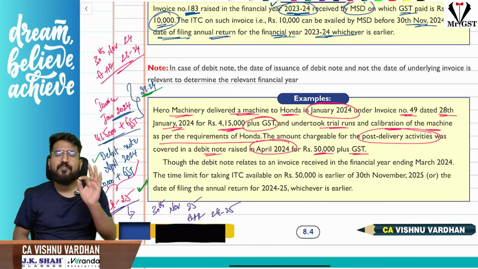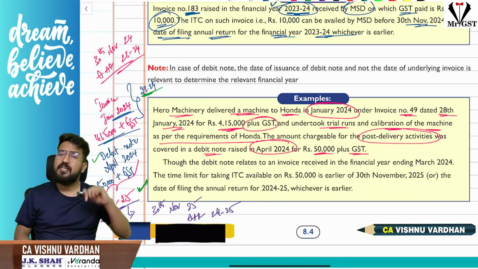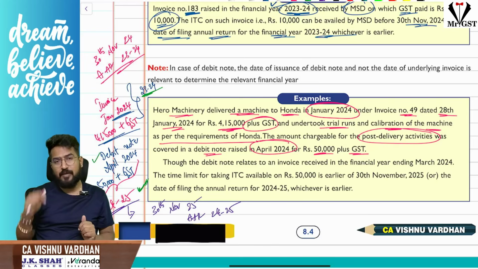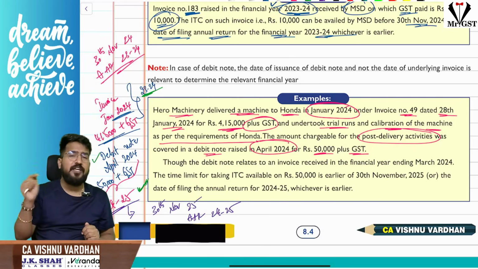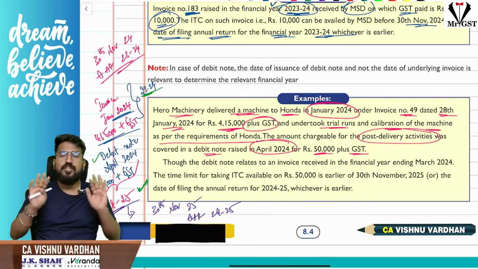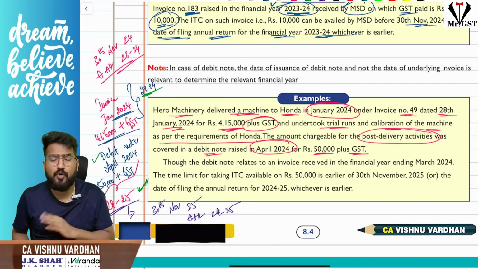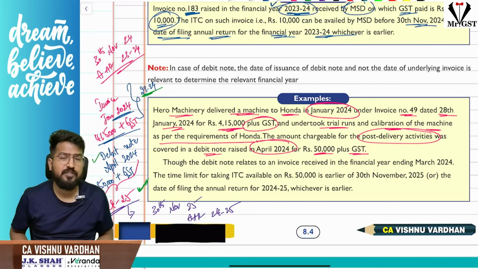So I repeat, the relevant financial year for an invoice will be the financial year in which the invoice is raised. The relevant financial year for a debit note is the financial year in which the debit note was raised. So that you have to consider and calculate the time limit under section 16 subsection 4. With this we are done with 16 subsection 4.